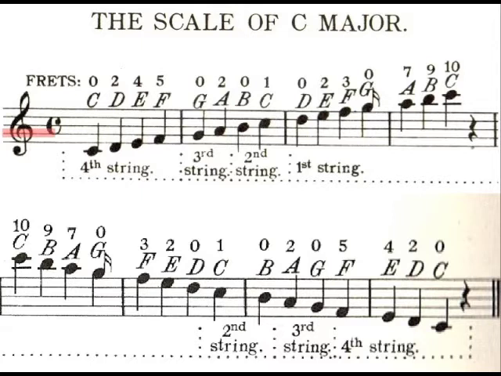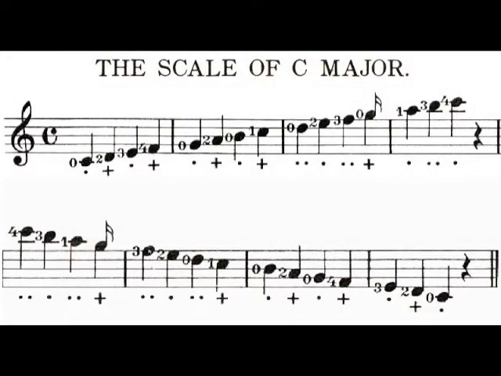This is a scale of C major, showing the strings used and at which fret positions the notes are played. Here we see the same scale illustrating which fingers of the right hand are used to pick the strings. The plus sign indicates the thumb, the dot, the index finger, and 2 dots, the middle finger. We will be playing this scale and others in our fingering exercises and scales tutorial video.